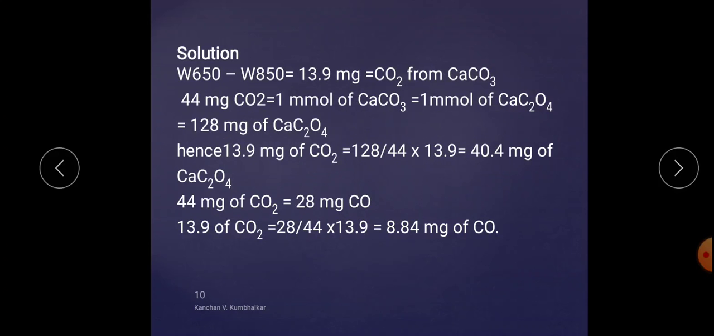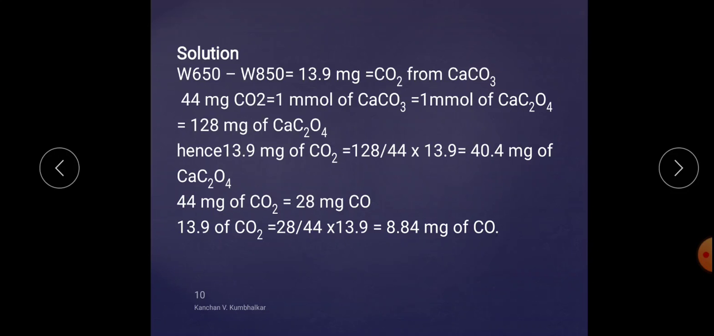Now between 650 degrees Celsius to 850 degrees Celsius, the difference is 13.9 mg. So before 650 degrees Celsius, at 650 degrees Celsius, the weight of the compound is suppose X. After 850, the 13.9 has been lost. Means the difference between the weight of the compound in the range of 650 to 850 degrees Celsius is 13.9 mg.